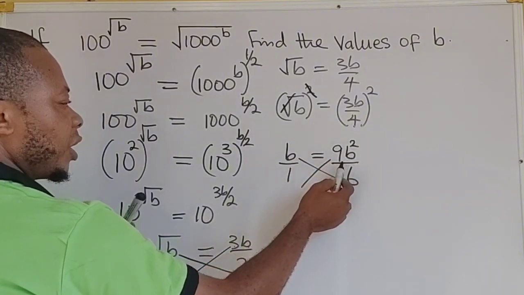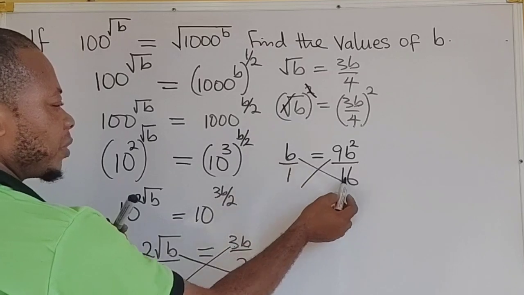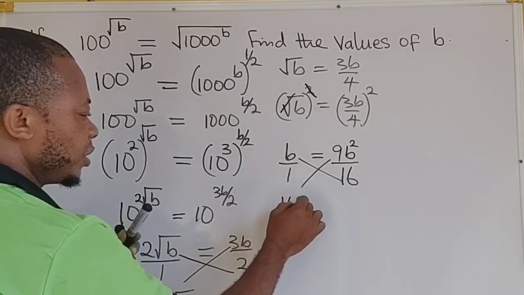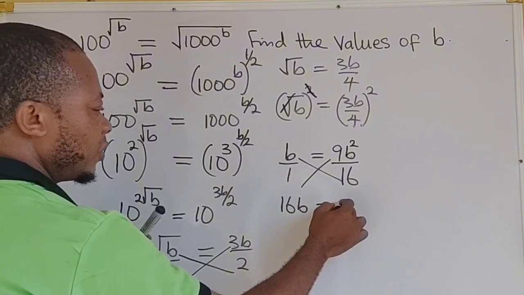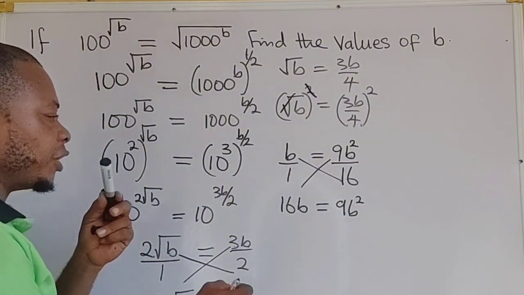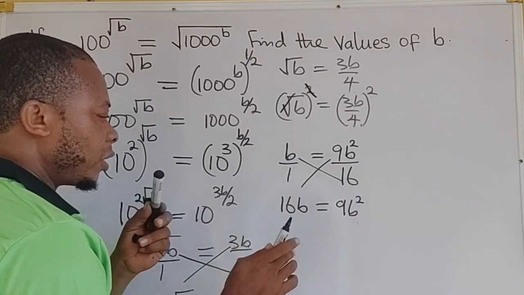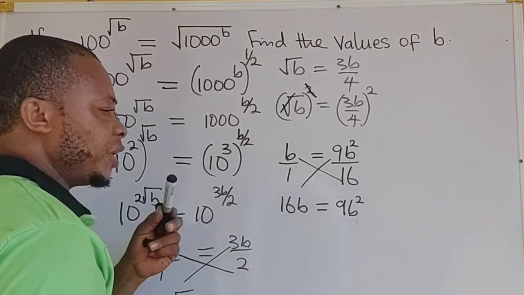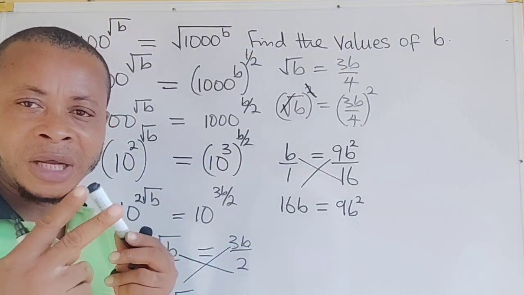9b squared, we multiply by 1, and b we multiply by 16. So b multiplied by 16 gives 16b, and 9b squared multiplied by 1 gives 9b squared. Do not go and use b to cancel b squared. You are wrong, because since the power of b is 2, that means b will have 2 values.